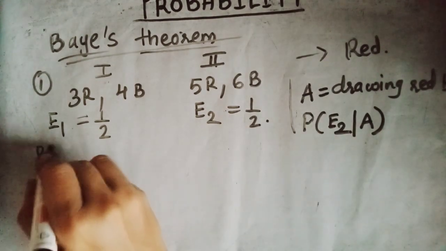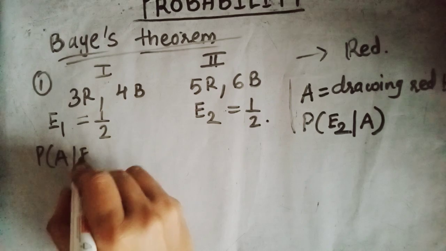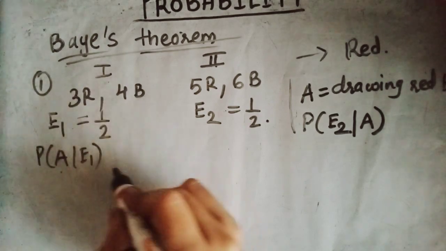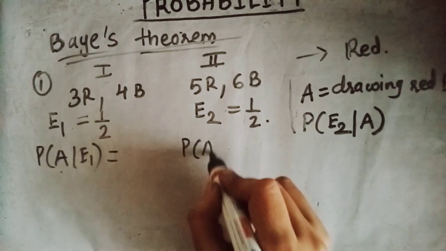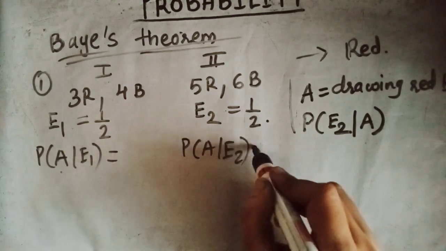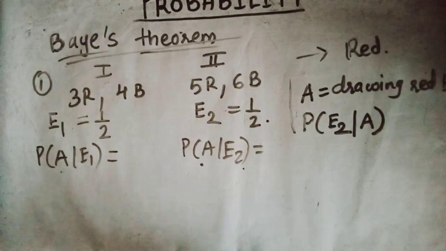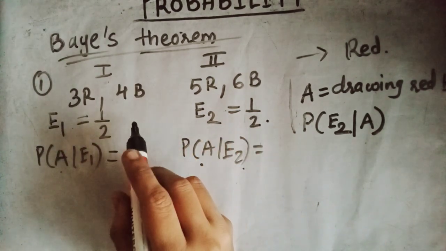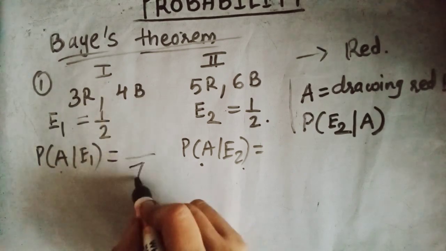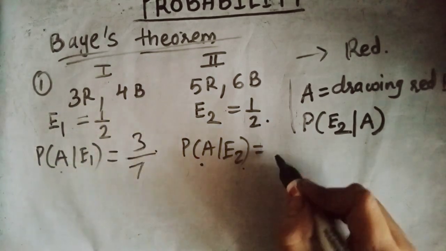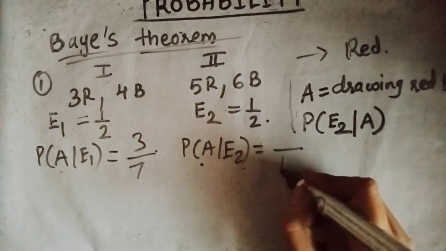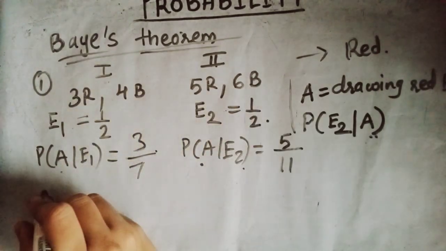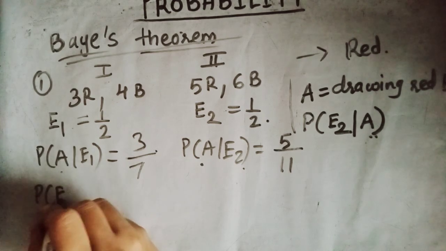So for this you will need A over E1, that is, it is a red and from bag 1, and A over E2, that is, it is a red and from bag 2. So the total are 7 and red are 3 here. Here total are 11 and red are 5. For this you have to use Bayes theorem.